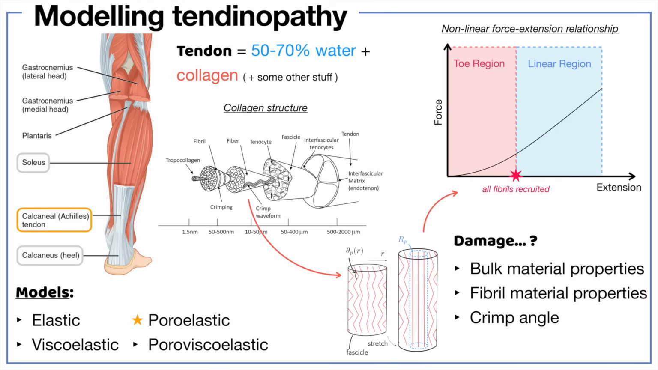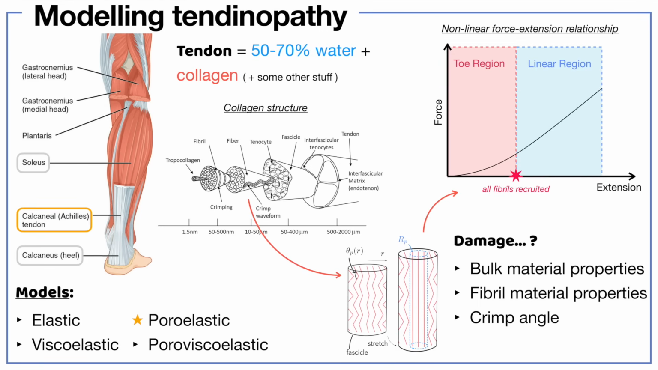And so a very common and painful condition is tendinopathy, where the tendon is swollen and its composition and its structure is modified. And so we want to build a model to understand how this affects the mechanical function of the tendon. So tendons are about 50 to 70% water, and then this solid matrix primarily formed of collagen, and then some other stuff which we won't worry about.